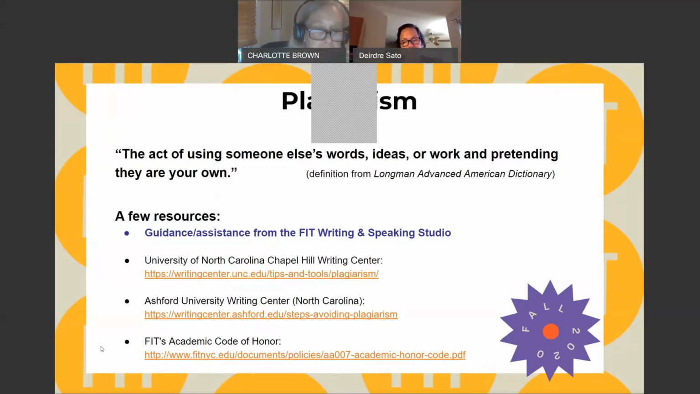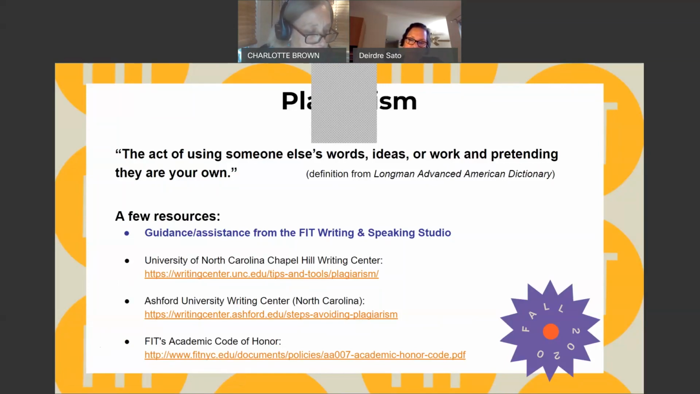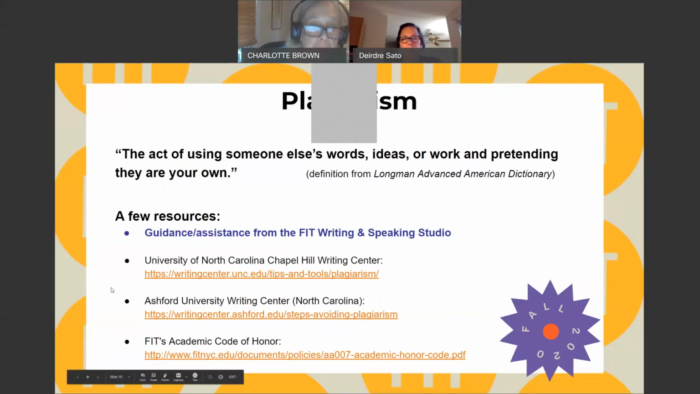And lastly is a link to FIT's Academic Code of Honor, and it talks a little bit about what can happen if a student is caught plagiarizing. So you might want to take a look at that at your earliest convenience. And I would just say, if you're not sure, just be proactive and ask. Particularly, going to the writing studio is a good place to go because it's right there on campus.